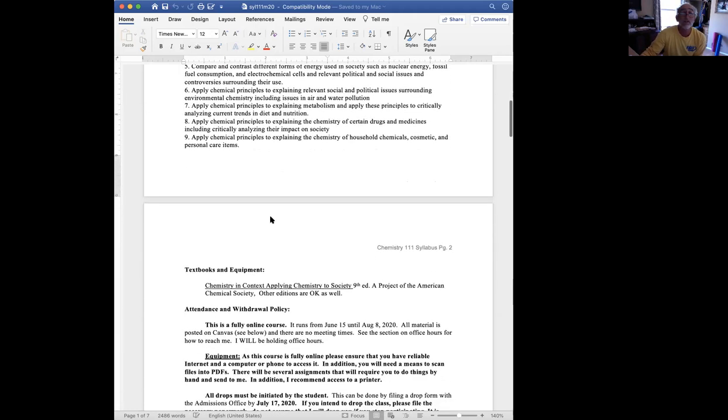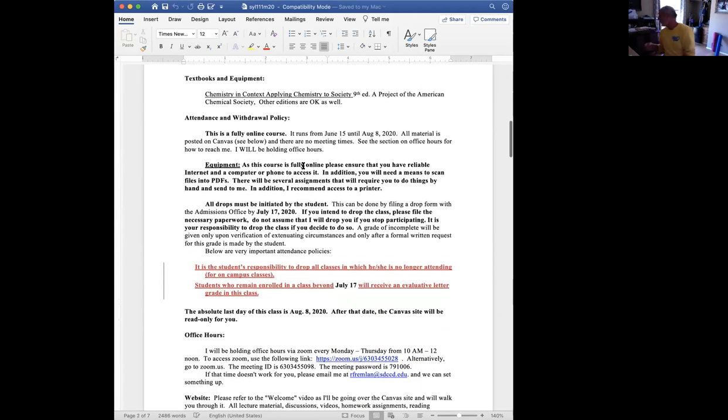Course objectives you can read for yourself. The textbook, I don't know if you can see in the corner, but this is the textbook. This is the 9th edition of Chemistry in Context. If you have an older edition, that's fine. The 10th edition is out, but we're not using that. I'm switching to that actually in the fall, but use the 9th edition. And if you have an older edition, that's fine.